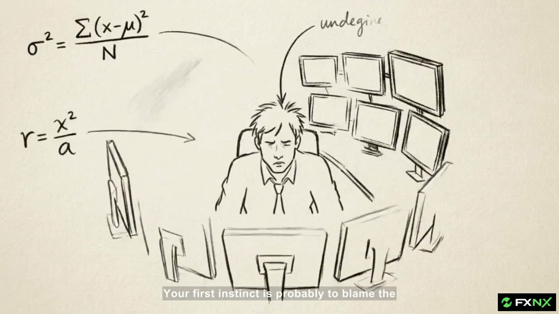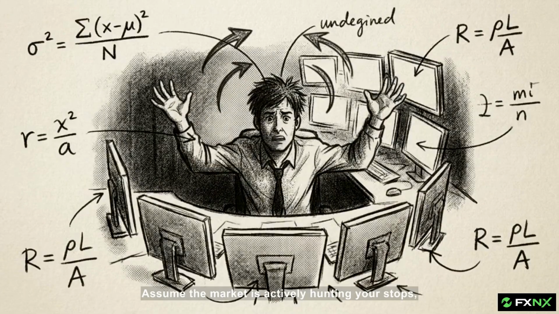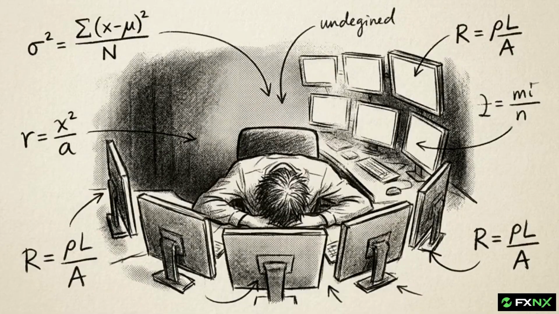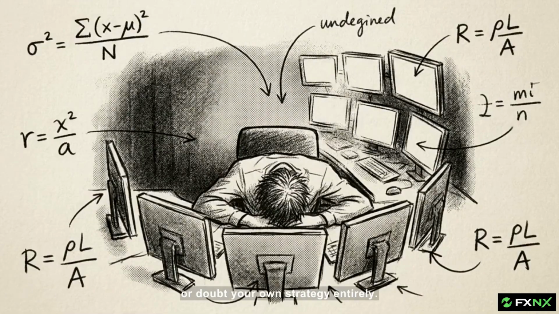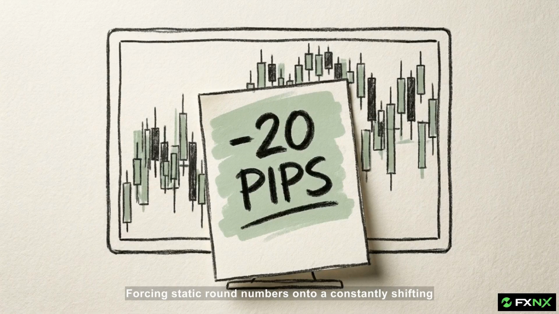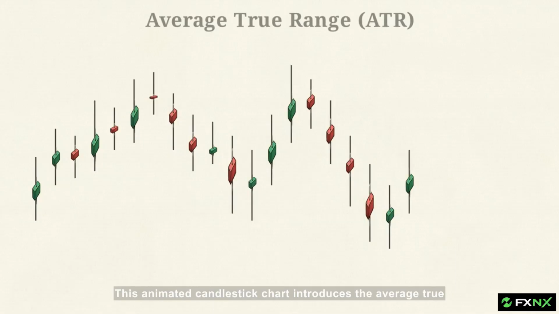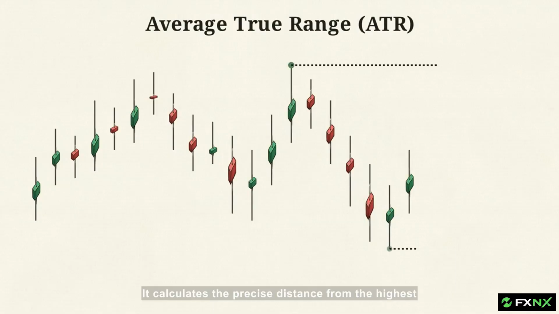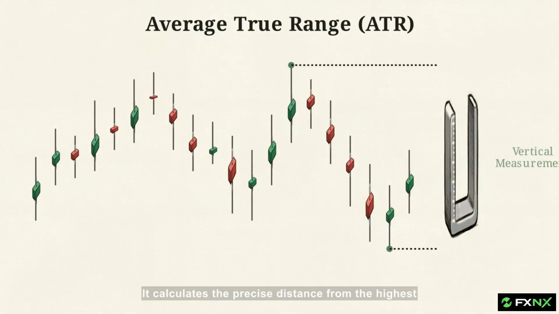Your first instinct is probably to blame the broker, assume the market is actively hunting your stops, or doubt your own strategy entirely. But your directional analysis was perfectly accurate. The problem was that a rigid 20-pip rule couldn't survive the routine, everyday noise of the market. Forcing static, round numbers onto a constantly shifting environment guarantees failure. To survive, you have to stop guessing and start measuring the market's actual heartbeat.